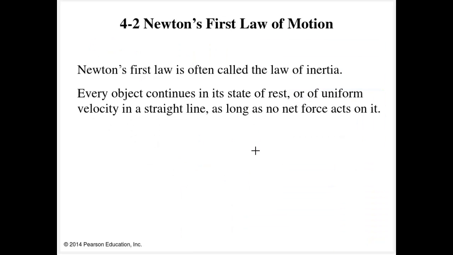So jumping right into Newton's first law of motion, it's often called the law of inertia, and what it says is every object is going to continue in a state of rest or in uniform velocity in a straight line so long as no net force acts on it. So what that's saying is if you have an object that's sitting on a table, that object is just going to keep on sitting on that table until you apply a force to it, and then it's going to move. It will no longer be in the state of rest.